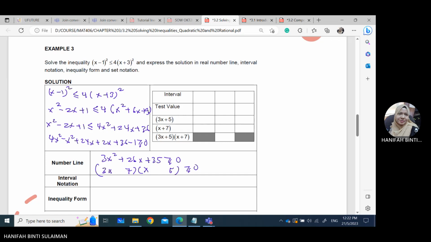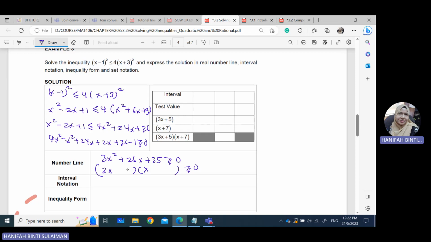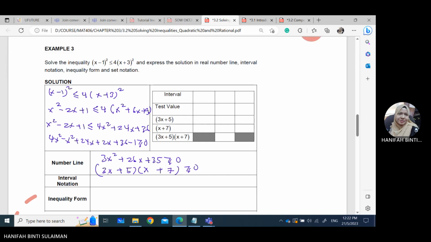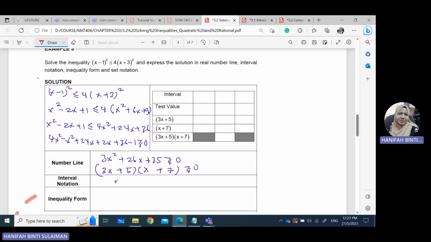26. 3 kali, okey sepatutnya 7 tu berada di sini. Tu 7 kat sini. Ini 5. Sebab 3x kali 7 you akan dapat 21. 21x plus 5x. We have 26x. Okay. So x it is equivalent with negative 5/3.